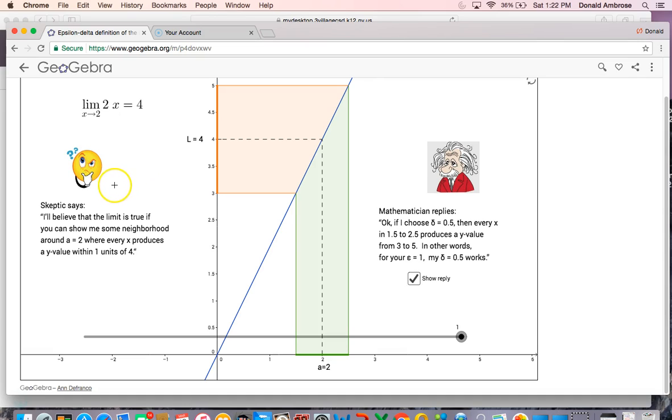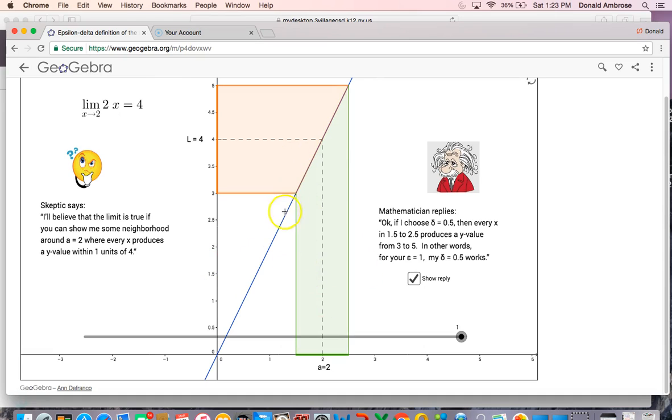Well, what you see here on the left is this Mr. Ponderin face, and he says that I believe that the limit is true if you can show me some neighborhood around a equals 2, that's our x value, right? And we have to come up with the neighborhood where every x produces a y value within 1 unit of 4. 1 unit, that 1, is our epsilon that is being provided to us. We have to demonstrate that we can come within 1 unit of 4.